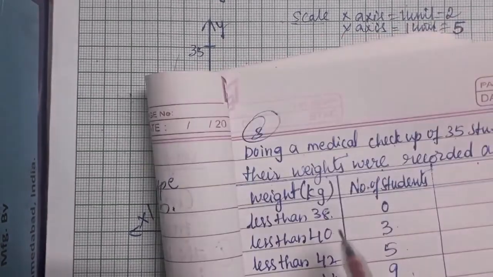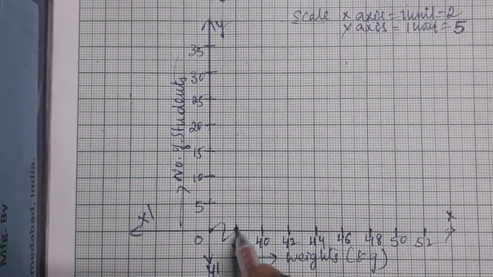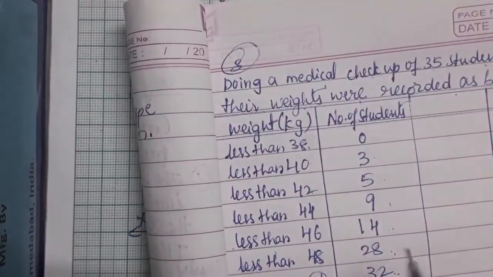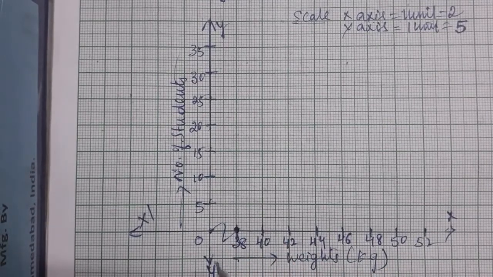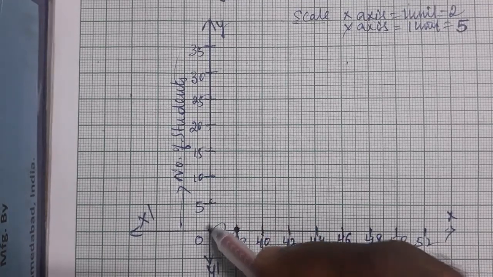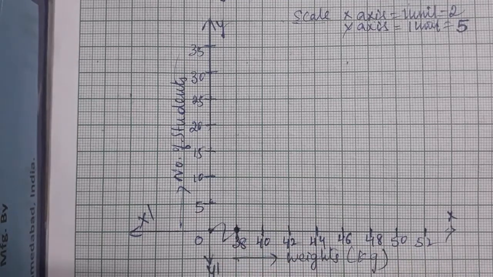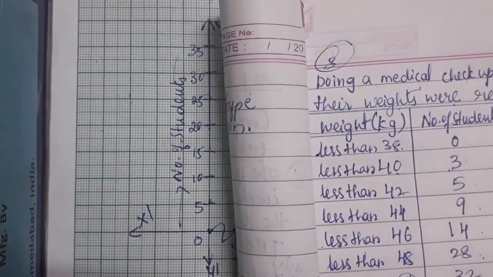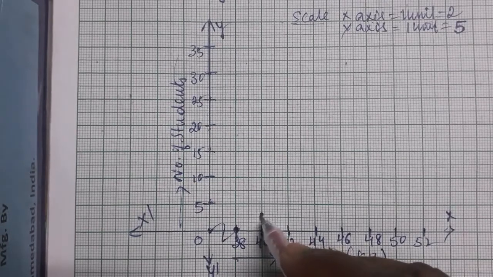Now see, for 38 it is 0. 38, 0 means the same point on the x-axis. Next for 40 it is 3. 40 is here. Now you should remember one thing before marking 3. 0 to 5 you will have 10 boxes, but it is 0 to 5, so 10 boxes should be divided into 5 parts. That means 2 boxes will become 1 part. So if you want to mark 3, you have to count 6 small boxes. This will be 3 units.